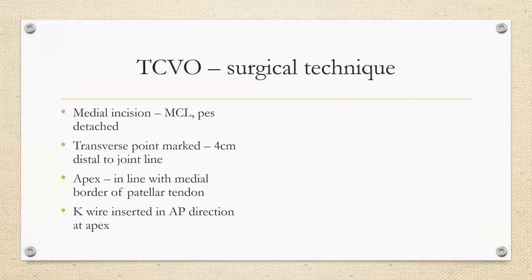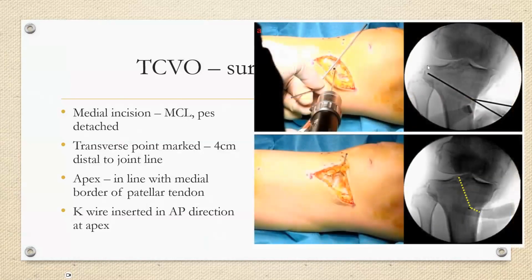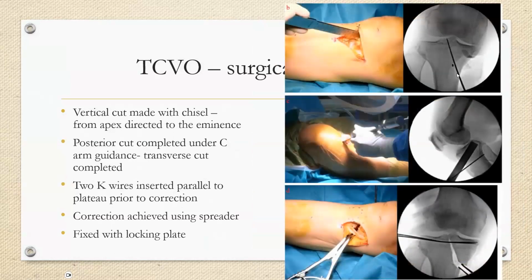So again, the surgical technique is very similar to conventional HTO. On the medial side, the pes anserinus insertion and MCL are recommended to be detached to avoid paradoxical loading. With the guide towards the hinge point, the starting point is marked, and along this line, transverse, the apex is marked using an anteroposterior K wire just medial to the medial border of the patellar tendon. Once this is done, a vertical cut is made using a chisel from the apex towards the eminence, following which the posterior cut is carefully done under C-arm guidance, following which the transverse cut is done.